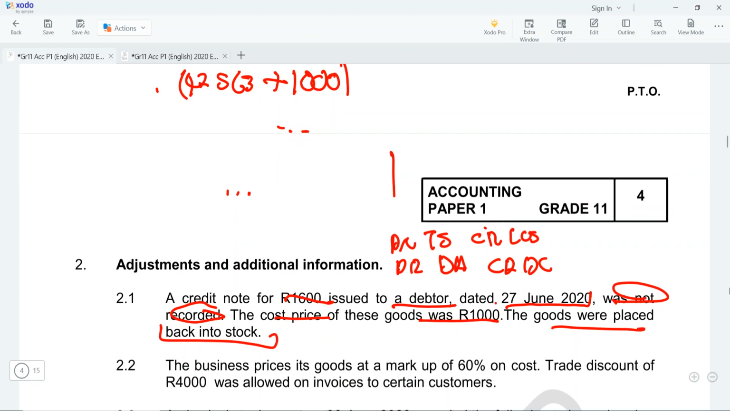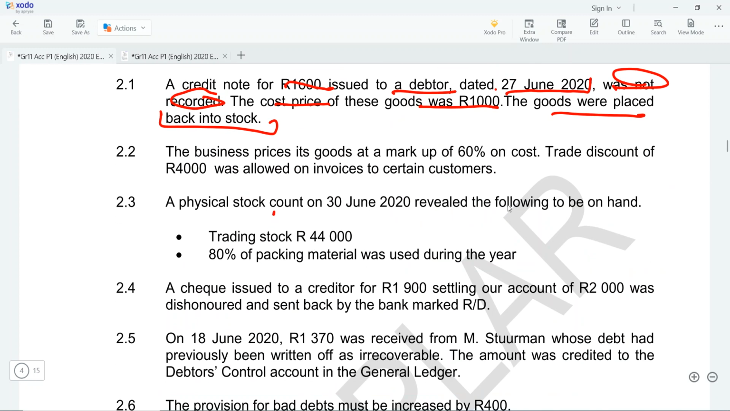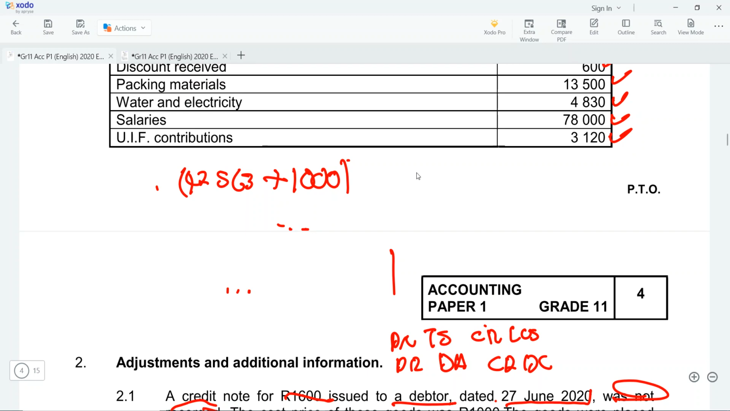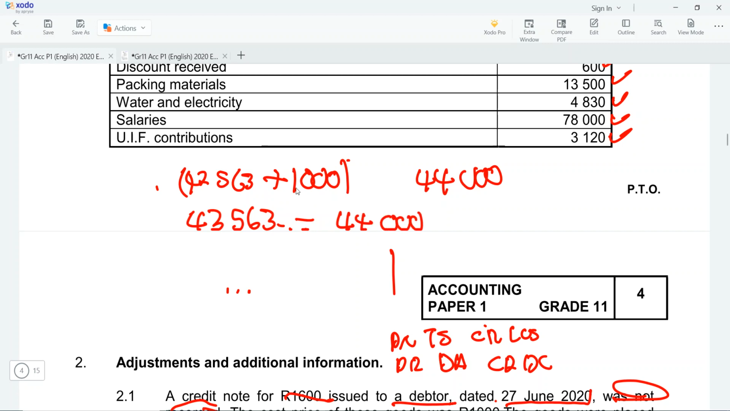Our stock on hand, according to the information, is 44,000. Here they're saying a physical stock count on 30 June revealed the following to be on hand. This transaction will not affect our trading stock deficit or surplus calculation, so that's why I'm going straight to it so that I don't forget, right? Now remember, they said that the stock on hand is actually 44,000. So this is what is actually available. The sum of this will give us 43,563. Then when we subtract 44,000, it will tell us how much more stock we have.